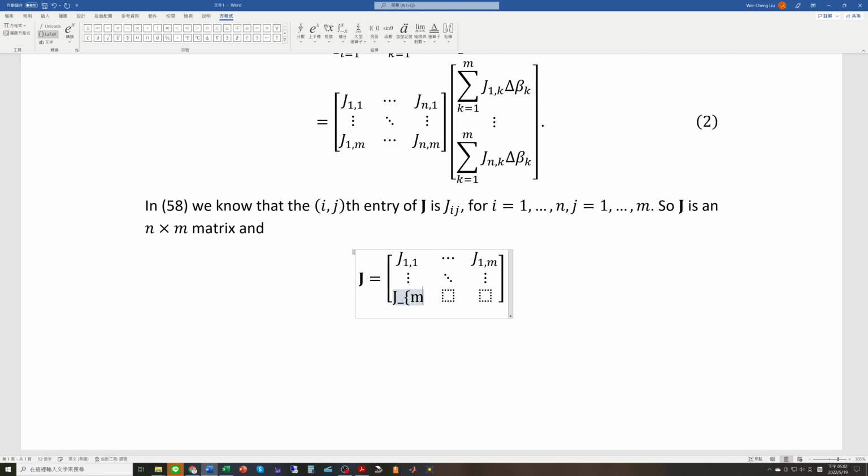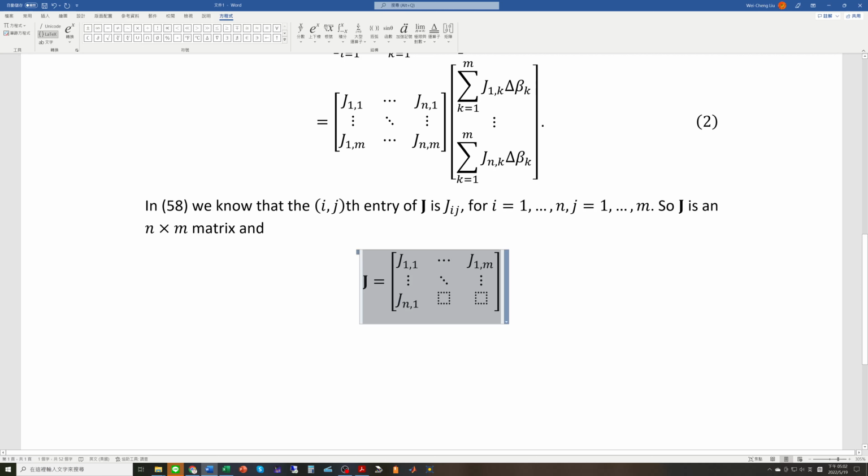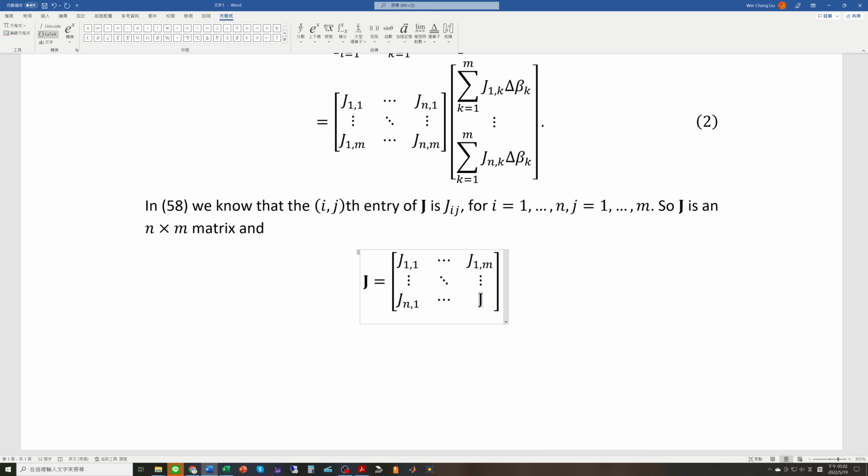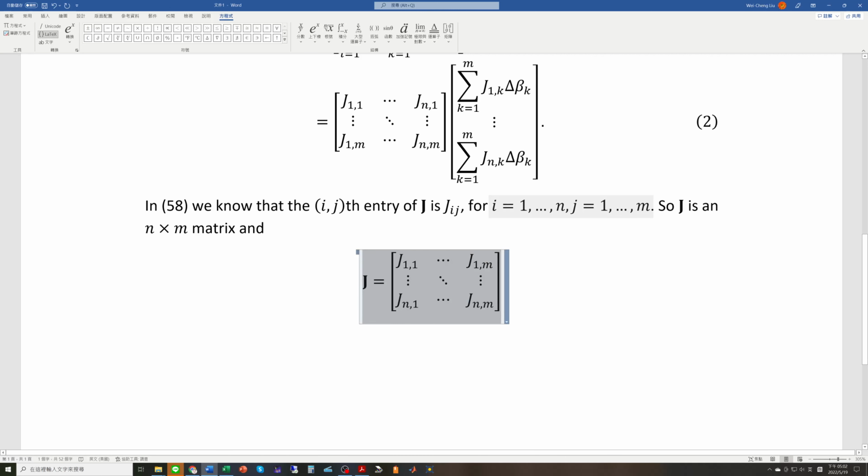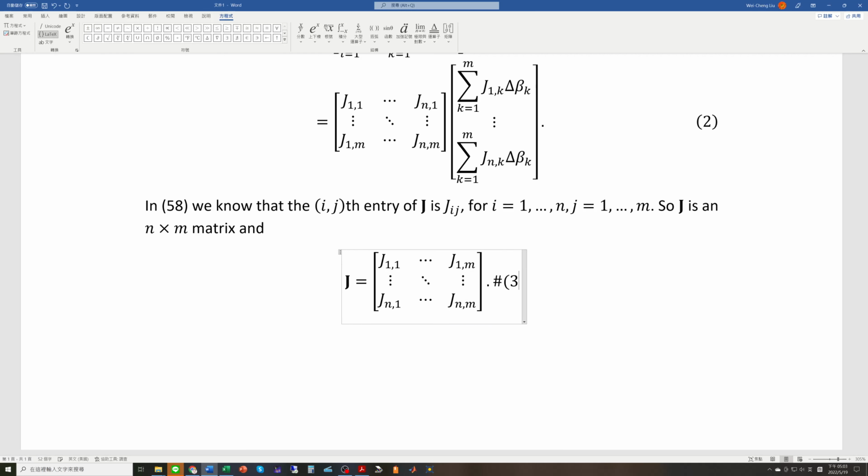Oh sorry, n1. That is okay, and the dots, and finally this should be Jnm, because the last value of I is n, and the last value of small j is m. And it is equation 3.